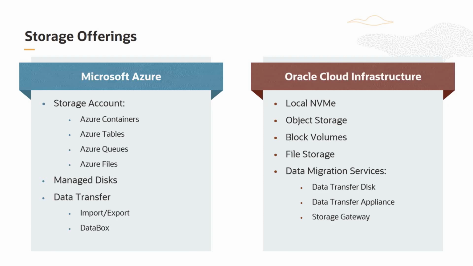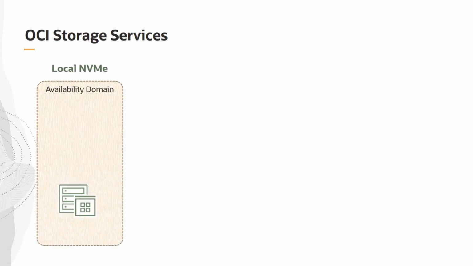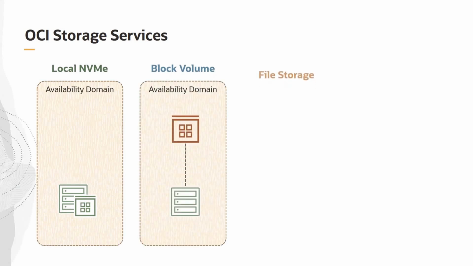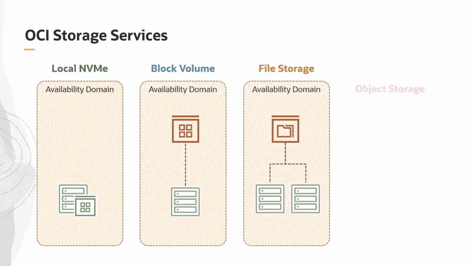Storage Gateway is a cloud storage gateway that lets you connect your on-premises applications with Oracle Cloud Infrastructure. Applications that can write data to an NFS target can also write data to the Oracle Cloud Infrastructure object storage. As we discussed in the last slide, you can have a quick look at the OCI storage services: local NVMe, block volume, file storage, and object storage.